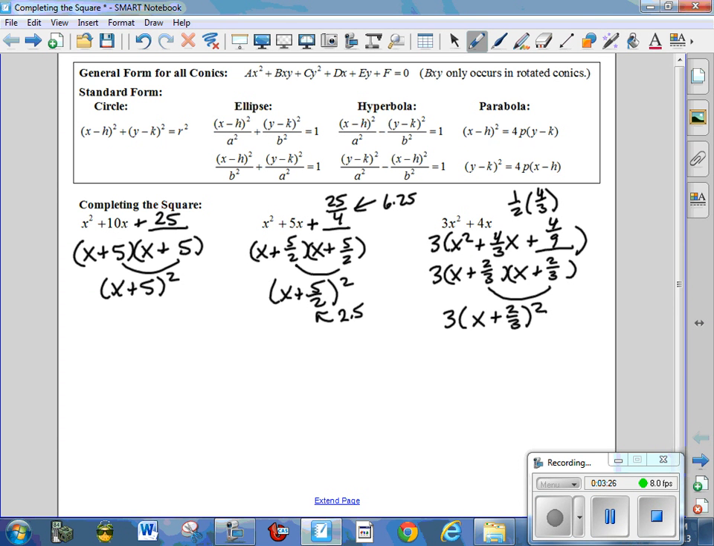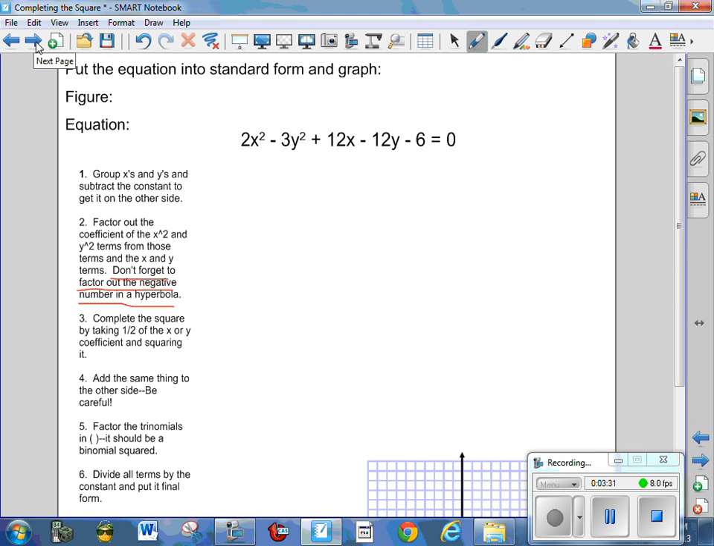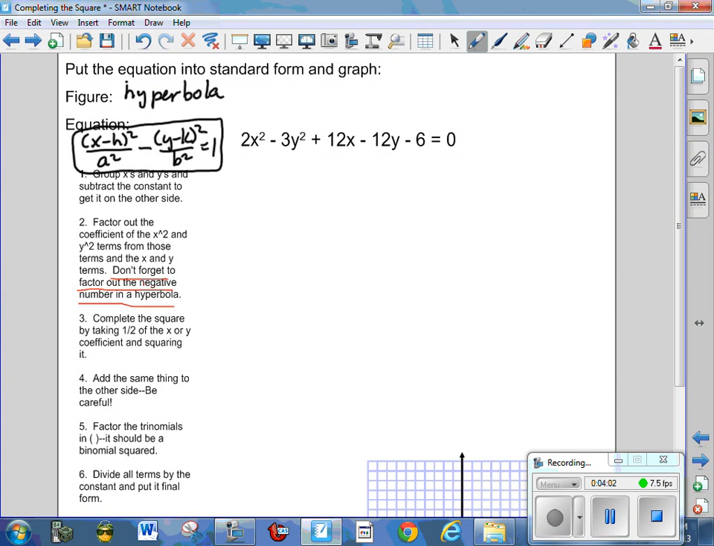Okay, now let's apply this to an equation of one of our conic sections. So we're going to start out with this equation here. And hopefully you remember from the previous video that if we have two squared terms with different signs, it is a hyperbola. So you always want to start out by identifying the figure and then writing down the equation that you're trying to get to. So you're trying to get to something like this: x minus h squared over a squared minus y minus k squared over b squared equals 1. So my goal is to end up with an equation that looks like that at the end.